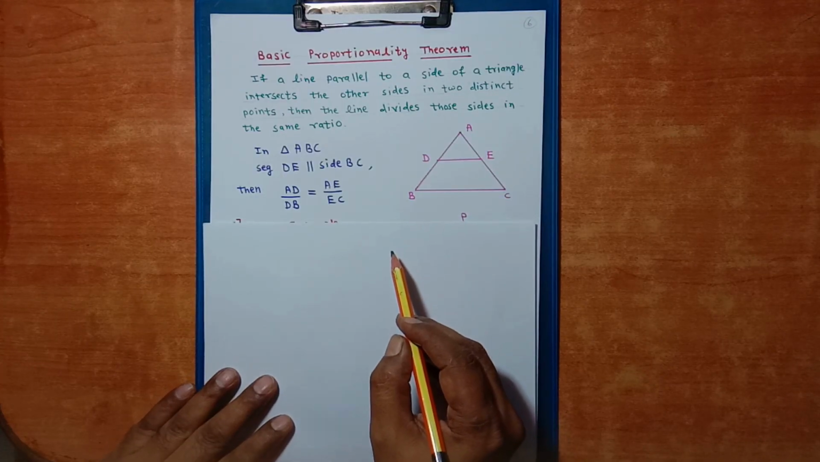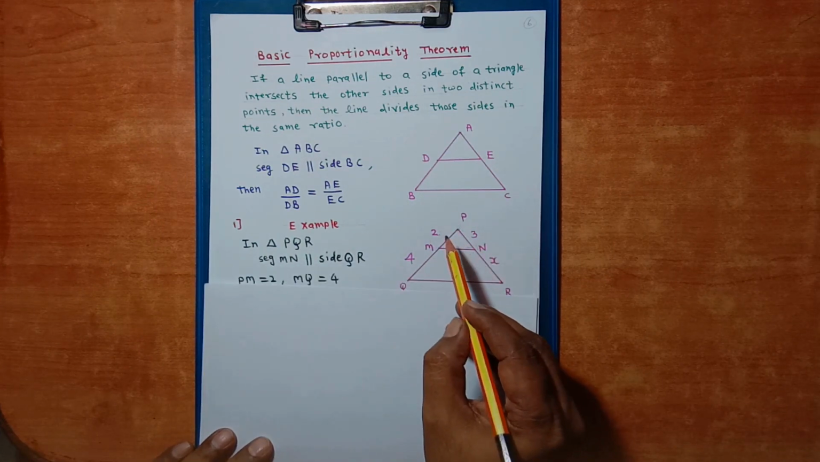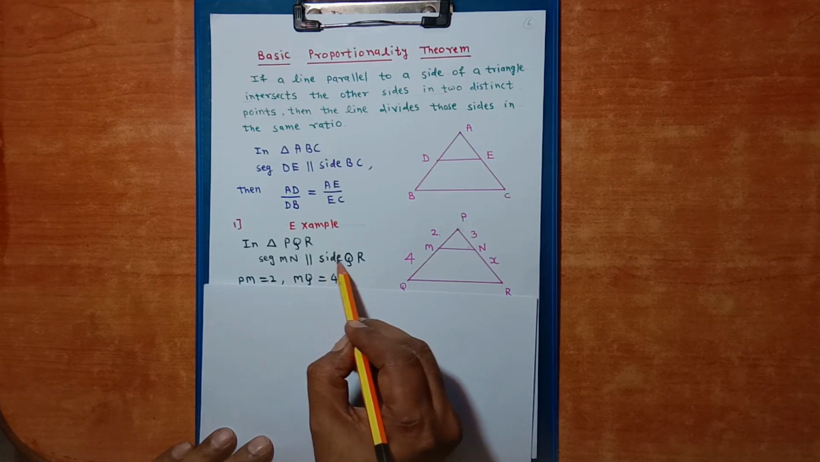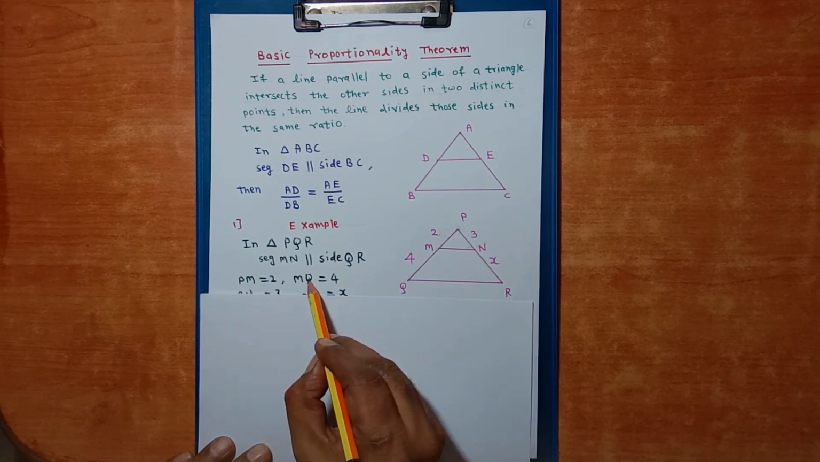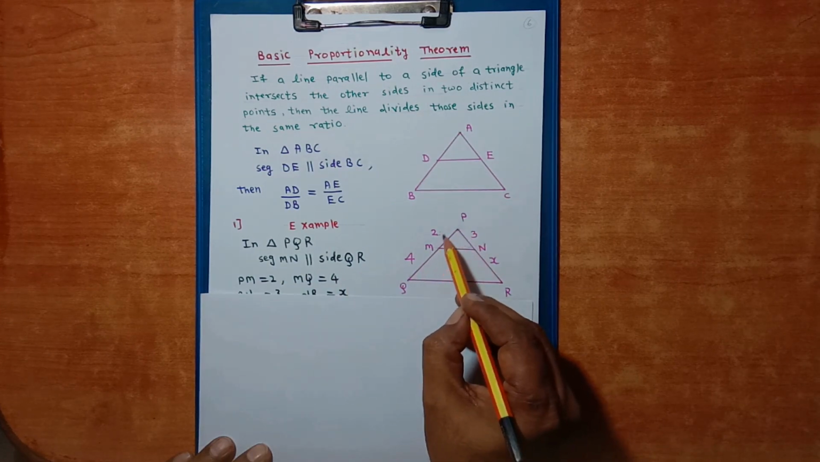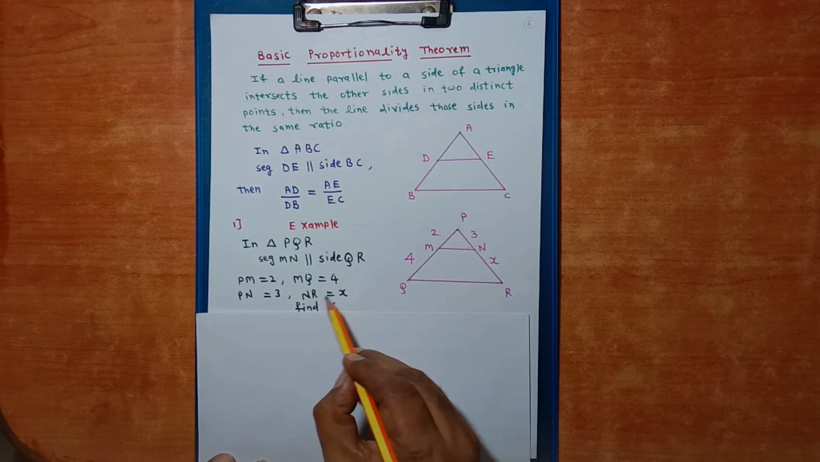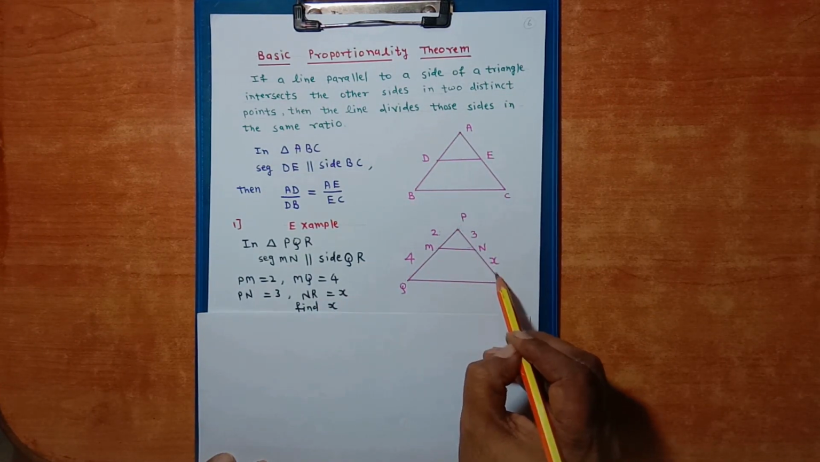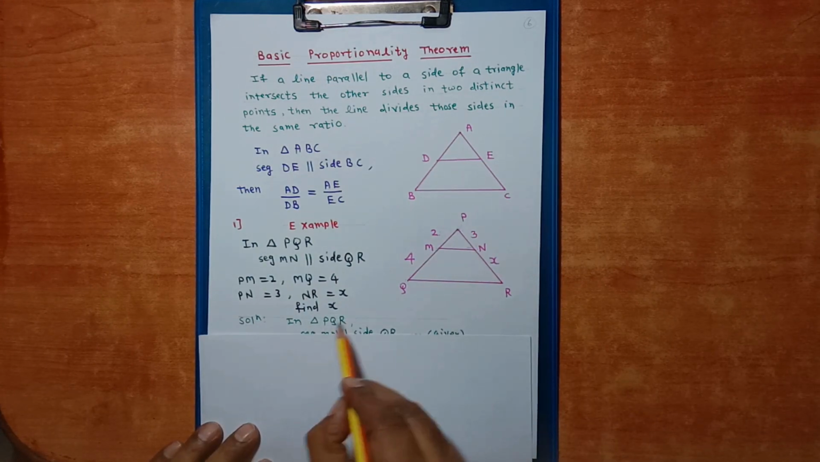Let us solve one example based on it. In triangle PQR, segment MN parallel to side QR. PM is 2, MQ is 4. PN is 3, NR is X. So we have to find out the length of NR, that means we have to find out the value of X.